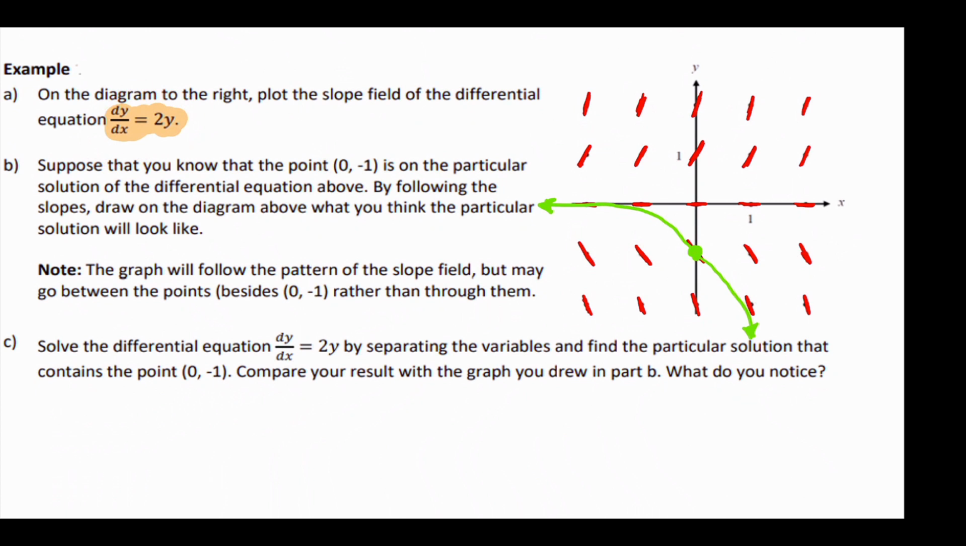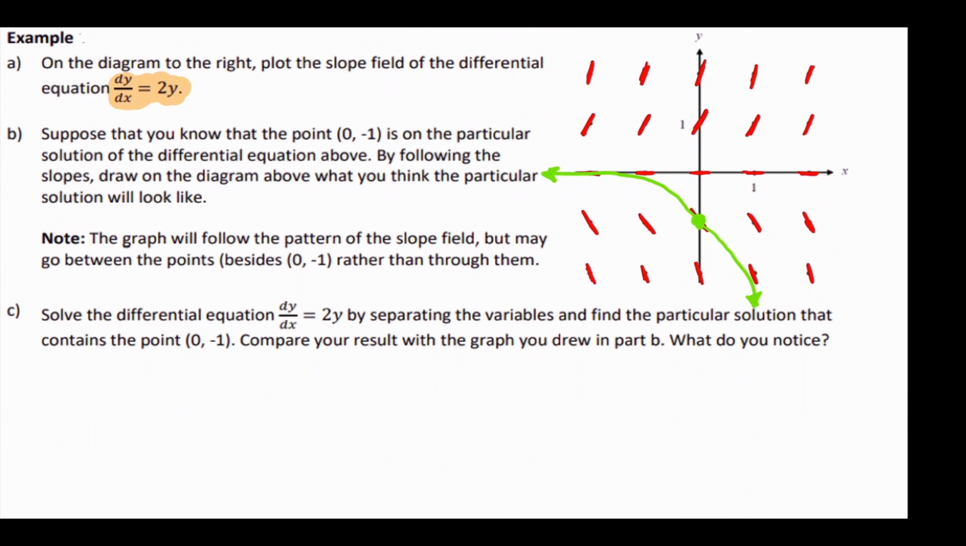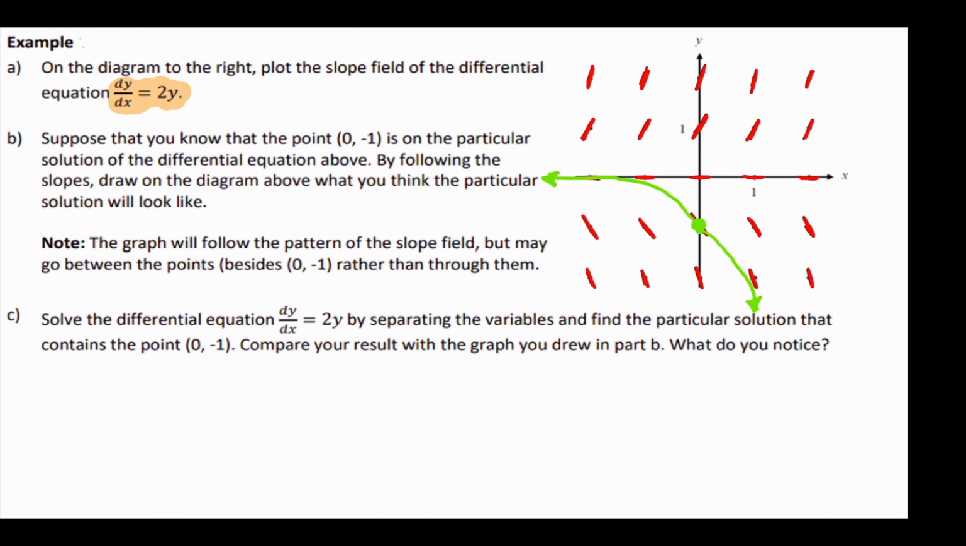Note the graph will follow the pattern. It's following the direction. That's why it's sometimes called the directional field. If I was here, I'm not going to go down because that's not following the pattern. I'm not going to go up because here it says it flattens out. You're just following the pattern.